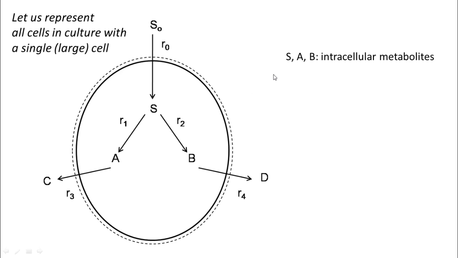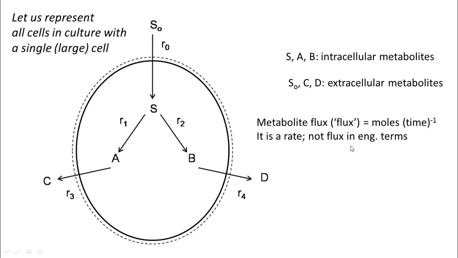It's good to note that S, A, B are inside the cell and therefore are intracellular metabolites, whereas S0, C and D are extracellular metabolites. And metabolite flux is a common term that is used.